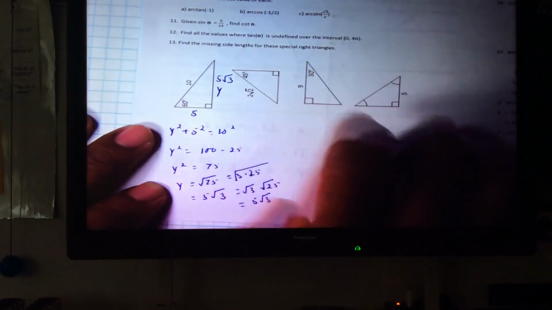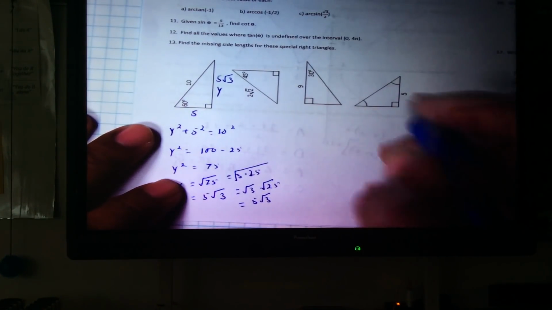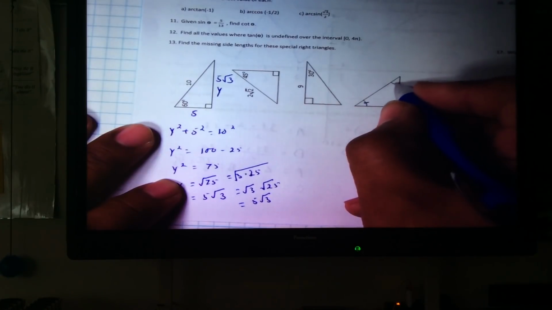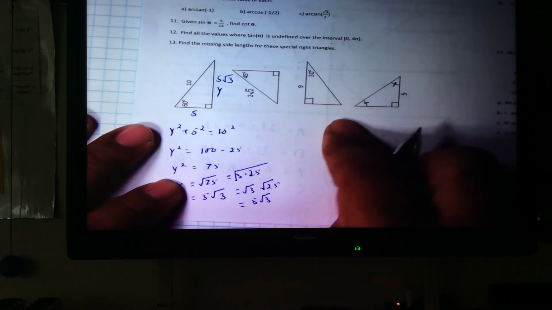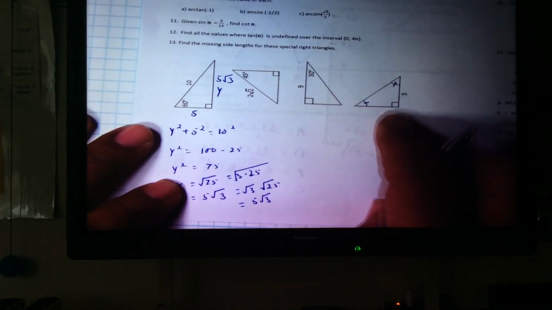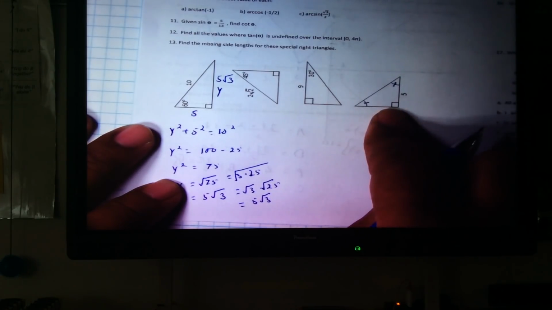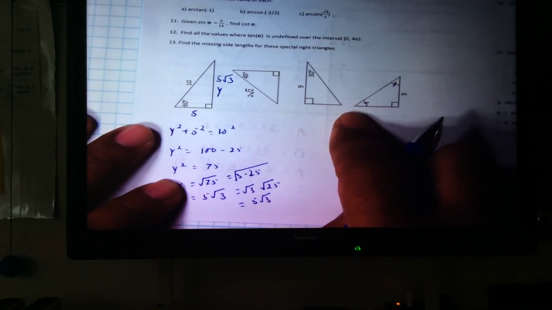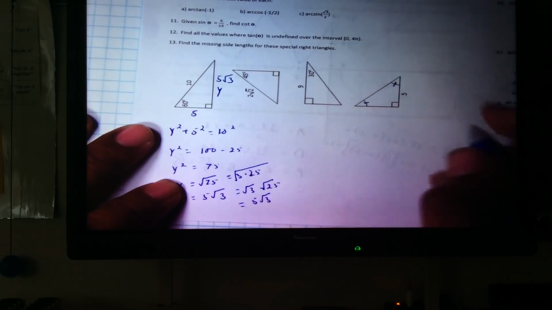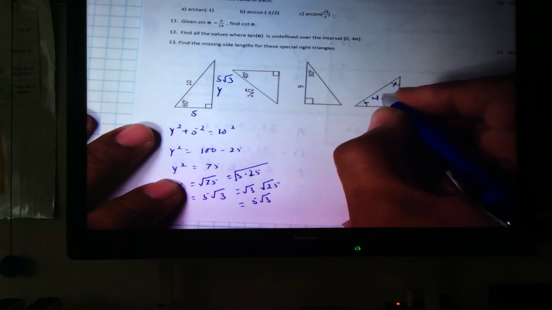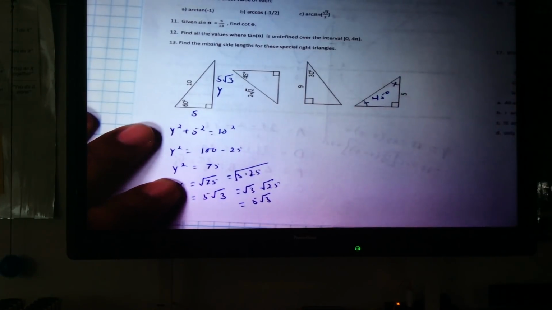Now you're going to do these the same way. The only thing is, this is a little tricky. Those two angles are the same. The sum of the angles has to be 180 degrees in a triangle, but this is 90. So these two together have to be 90. 90 plus 90 is 180. So both of these are 45 degrees. And then just do it the same way.